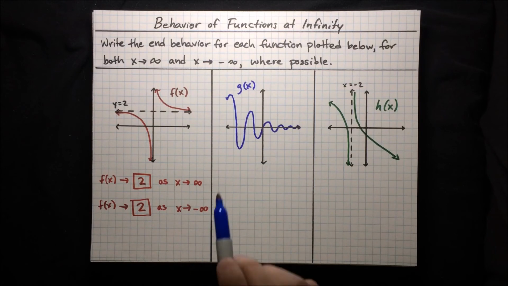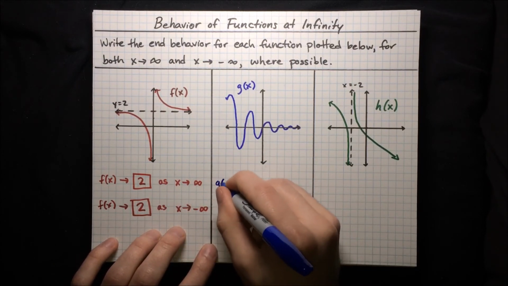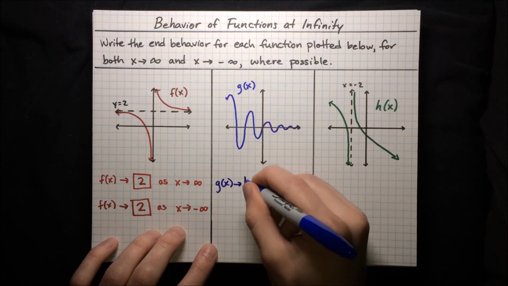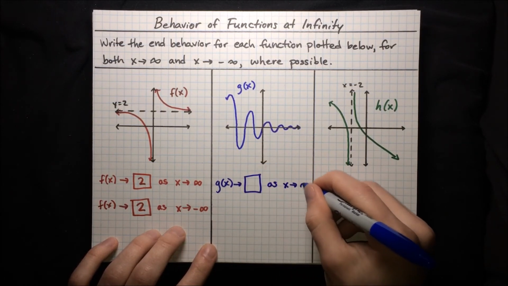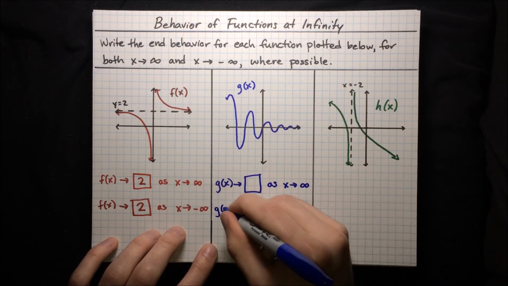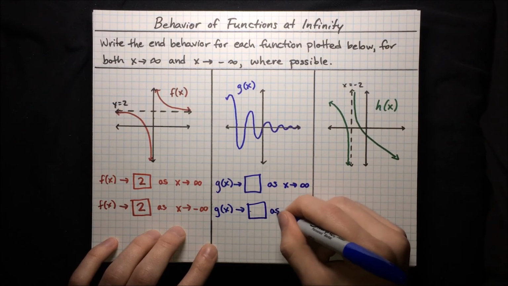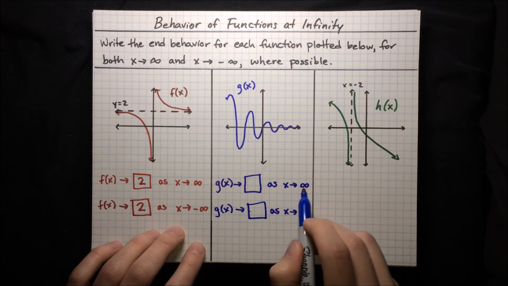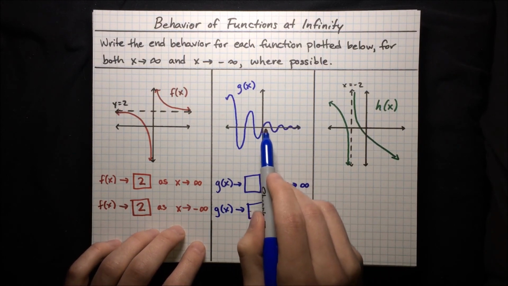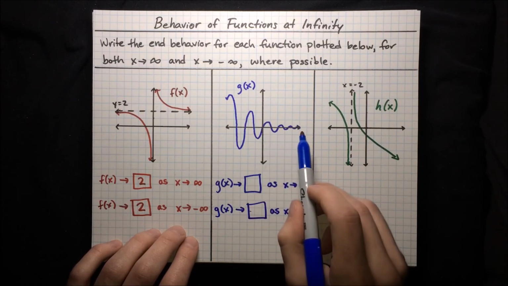Okay, now let's look at g of x. So we'll write down the same templates. We want to find g of x goes to what as x goes to positive infinity, and likewise g of x goes to what as x goes to negative infinity. Let's deal with positive infinity first. So as x is going to the right towards positive infinity, what is g of x doing? Is it going towards anything?